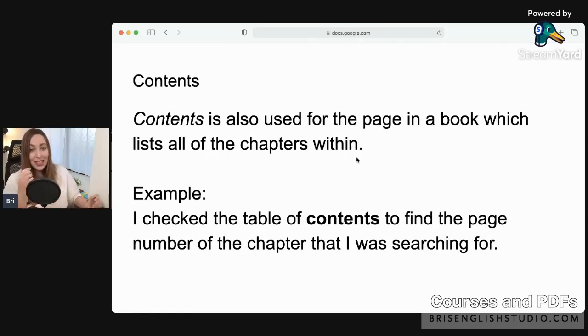This is different from content of a book, which is what is inside of the book. Contents is usually a single page or maybe a few pages that list the chapters and the page numbers. So this is a very specific one. I checked the table of contents to find the page number of the chapter that I was searching for.